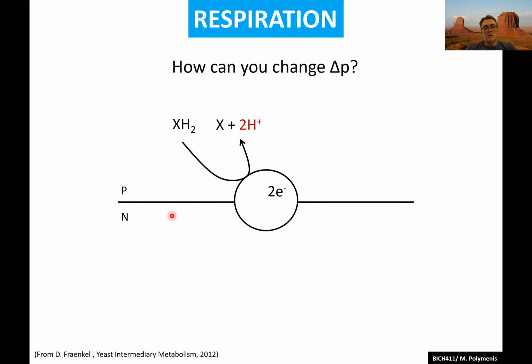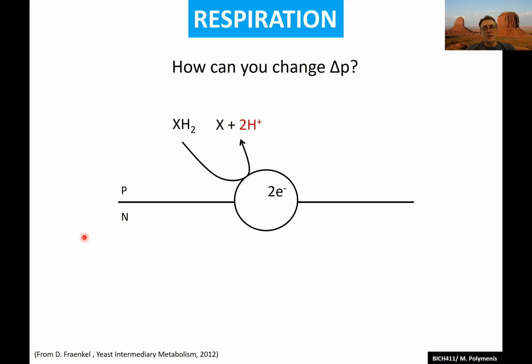This is the inner mitochondrial membrane. That's this line here. This is a hypothetical scenario. The N side is the matrix, the inside, deep in the mitochondria, where the NADH is, by the way, from the TCA cycle. And the P side is outside, in the intermembrane space between the inner and outer mitochondrial membranes.